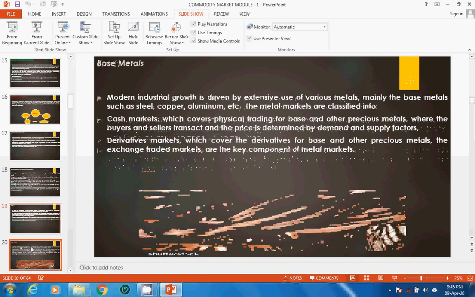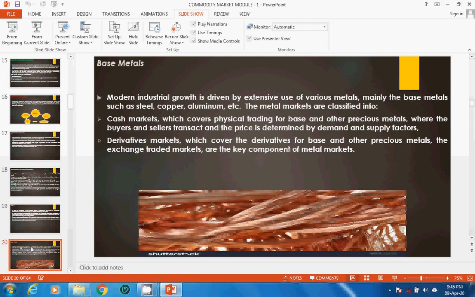So let's understand the base metals. Modern industrial growth is driven by extensive use of various metals, mainly the base metals such as steel, copper, aluminum, etc. These base metals have been classified as cash market, which covers the physical trading for these base metals and precious metals, where buyers and sellers are transacting and the price is determined on the basis of demand and supply of these metals.